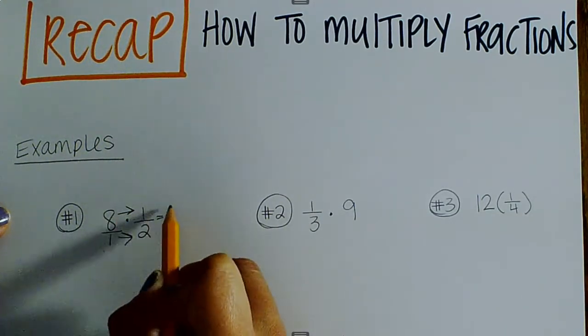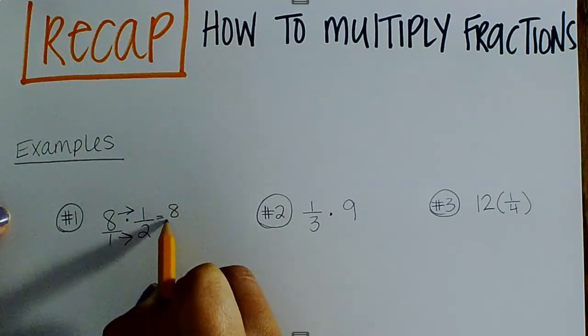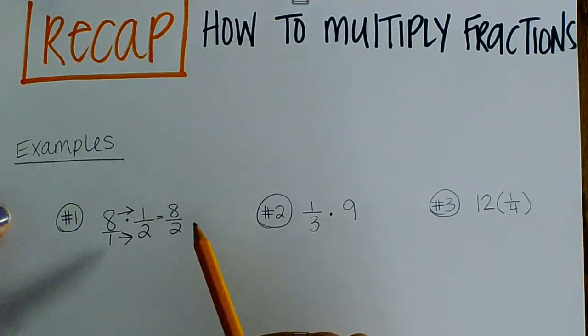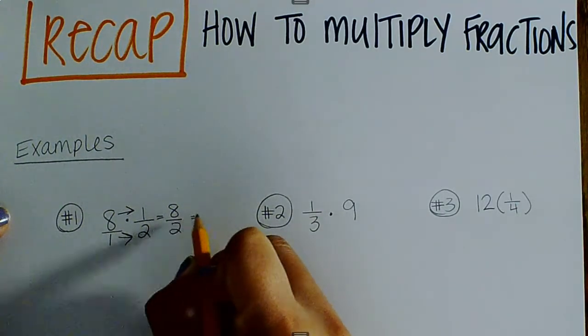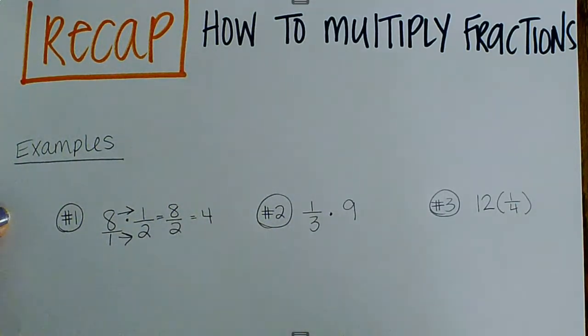So then we get 8 times 1 is 8, and 1 times 2 is 2. And remember, fractions are division in disguise. So this really means 8 divided by 2, which we know to be 4.